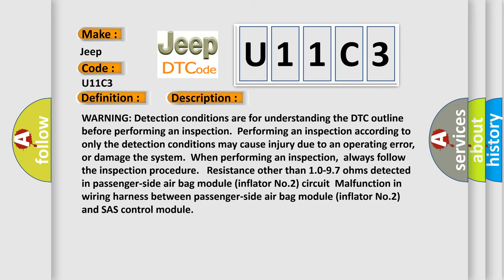Warning: detection conditions are for understanding the DTC outline before performing an inspection. Performing an inspection according to only the detection conditions may cause injury due to an operating error or damage the system when performing an inspection. Always follow the inspection procedure. Resistance other than 10 to 97 ohms detected in passenger side airbag module inflator number 2 circuit. Malfunction in wiring harness between passenger side airbag module inflator number 2 and SRS control module.